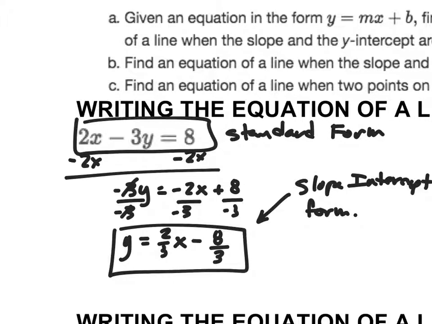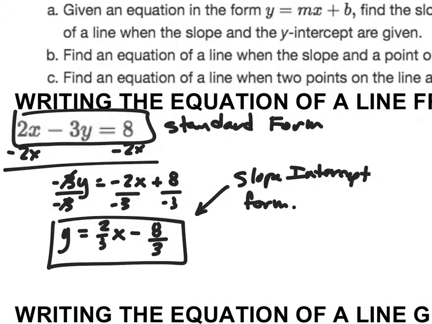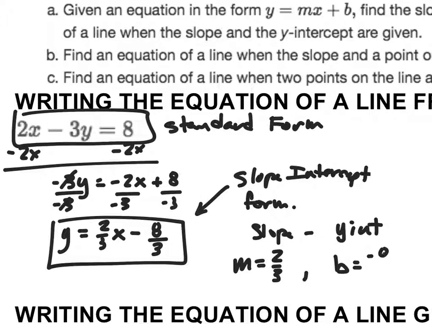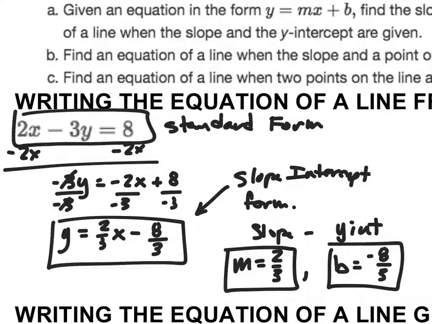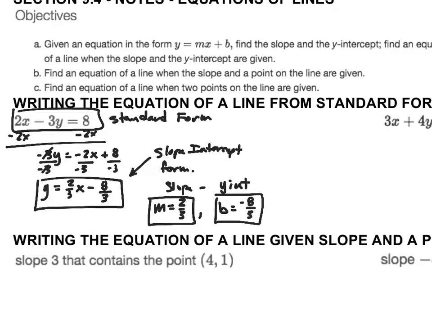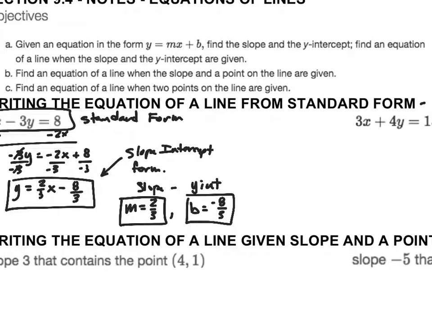Okay, and what I want to do from here is identify my slope and my y-intercept. Okay, my slope m is equal to 2/3. My y-intercept b is equal to negative 8/3. And that's all I'm doing, is identifying those. Okay, so it's pretty easy to do when it's already in slope-intercept form, but I want to do this in a way where I just identify them from this. Okay, all right, let's take a look at this one over here.